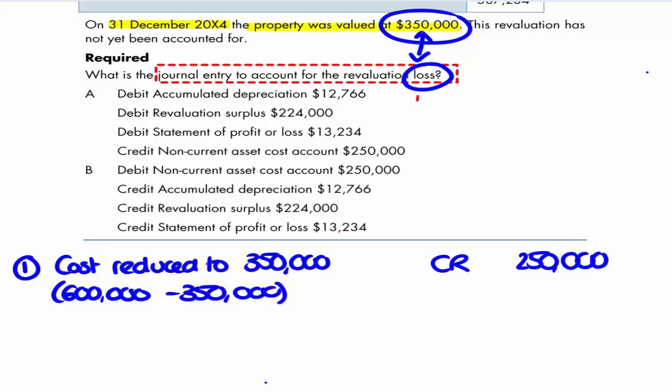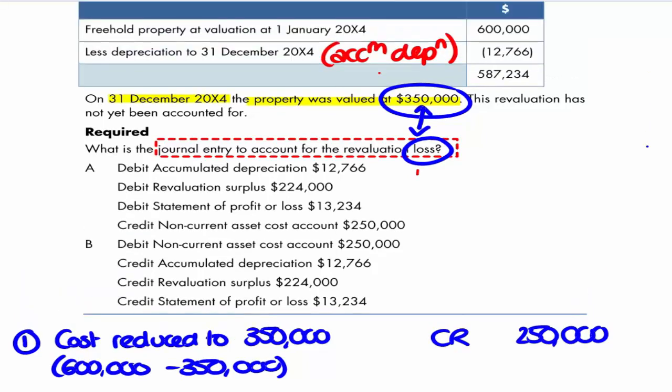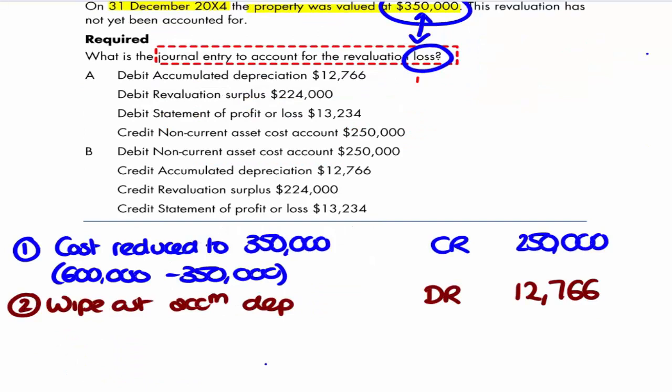Right, the next thing we've got to do is to wipe out the accumulated depreciation. Well, we don't really need to work out what that is, which is lucky for us this time, because they've told us that the accumulated depreciation this year is $12,766. Remember, that is going to be a credit account, so in order to wipe it out, we're going to need to debit it. So in Act number 2, we've got to debit the accumulated depreciation account by $12,766. So overall, this has given me a credit of $237,234, in which case we're going to need an equal debit.